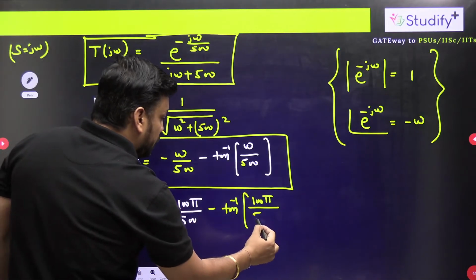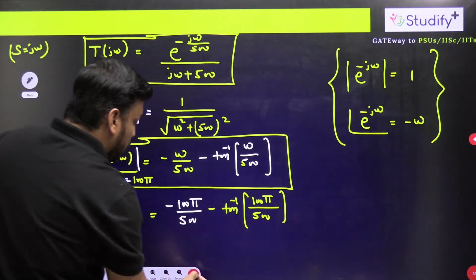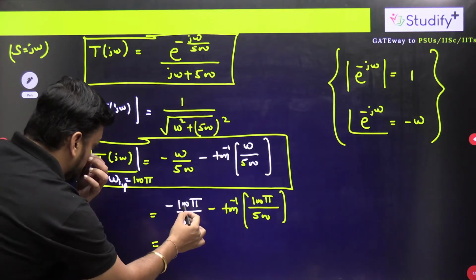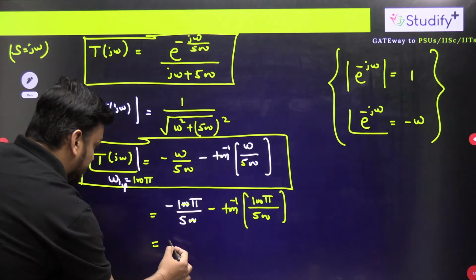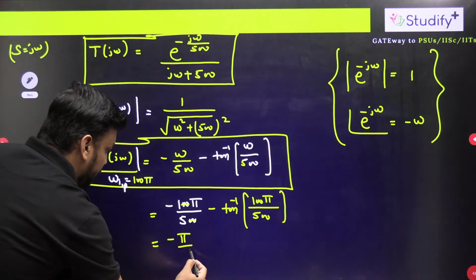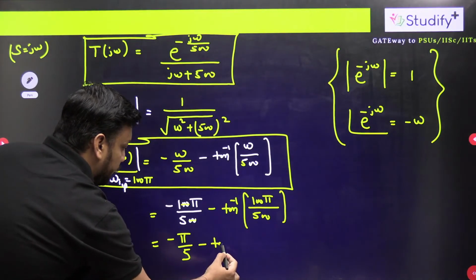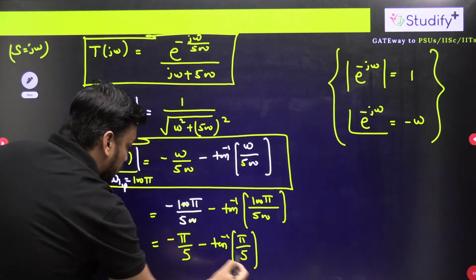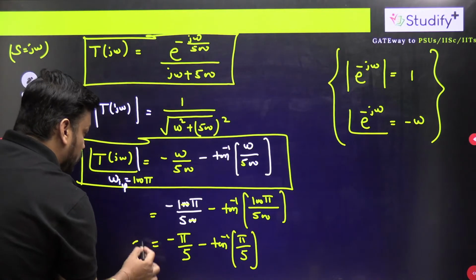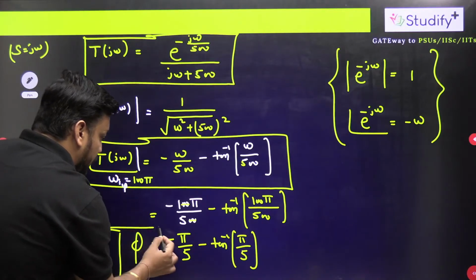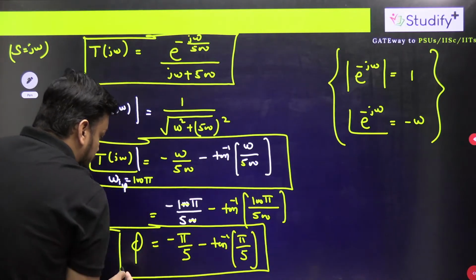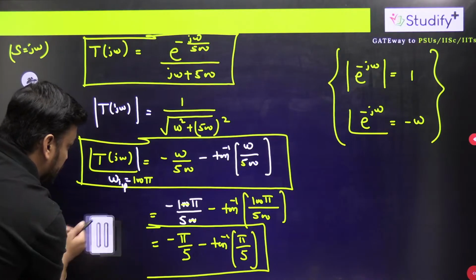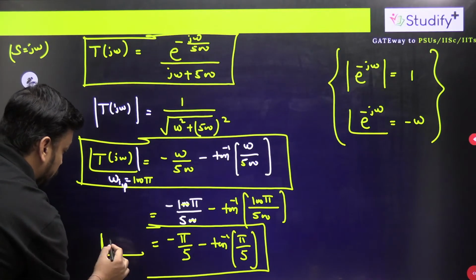Yes, sir. Now guys, can you please tell me: here 100 and the 500, the two zeros cancel, so it should be only minus pi by 5, and minus tan inverse pi by 5. Now just solve this, it will give you 5 only. Yes or no? It will only give you the angle of T(j omega). Is it clear?